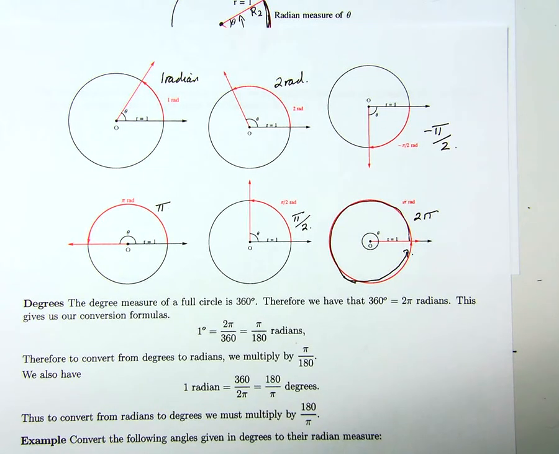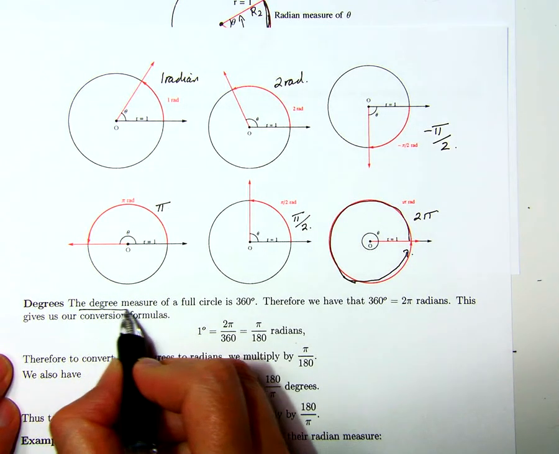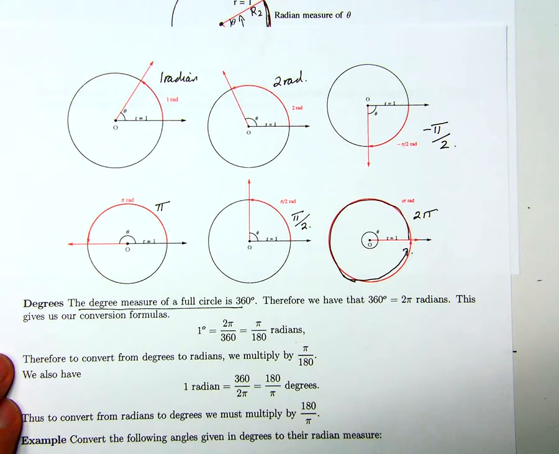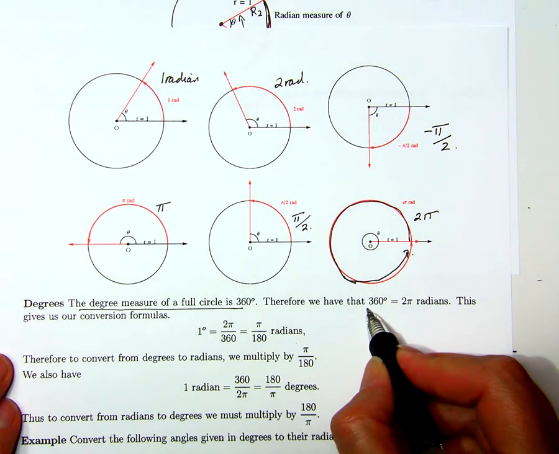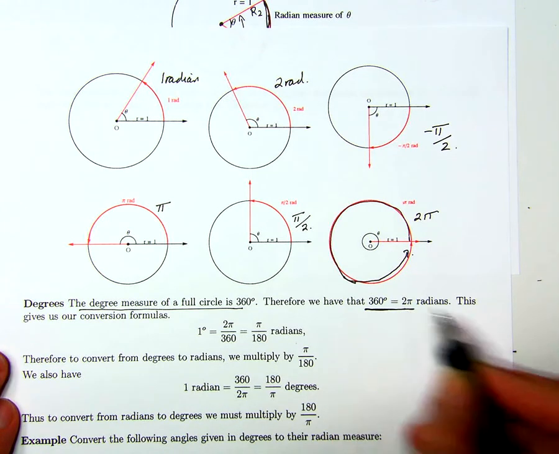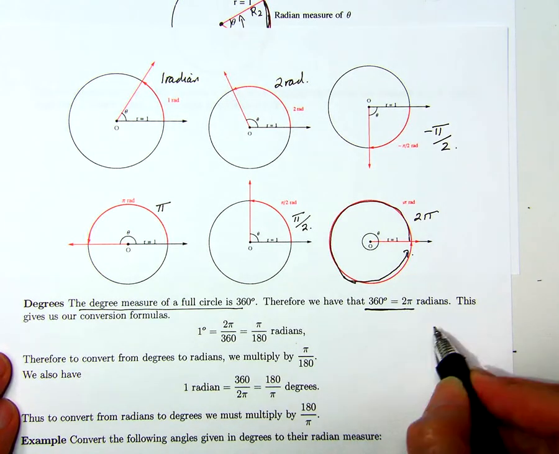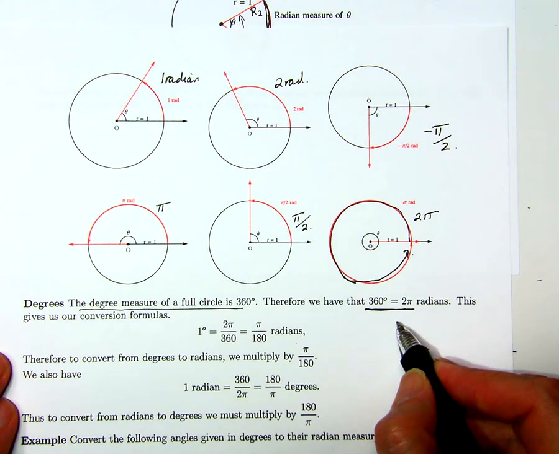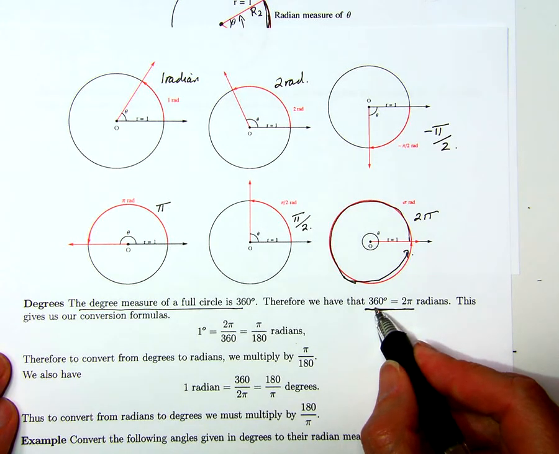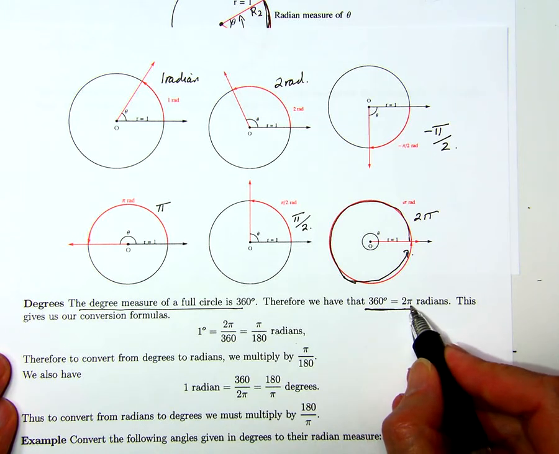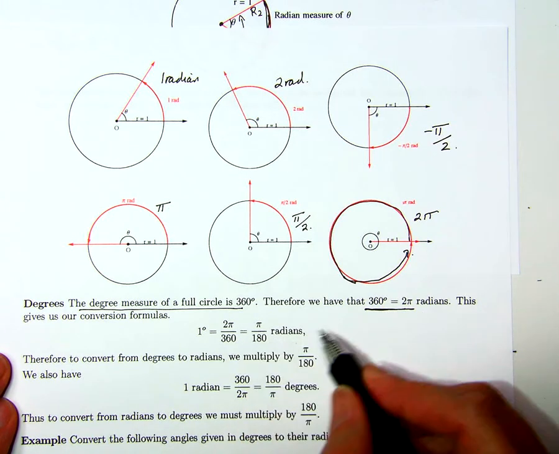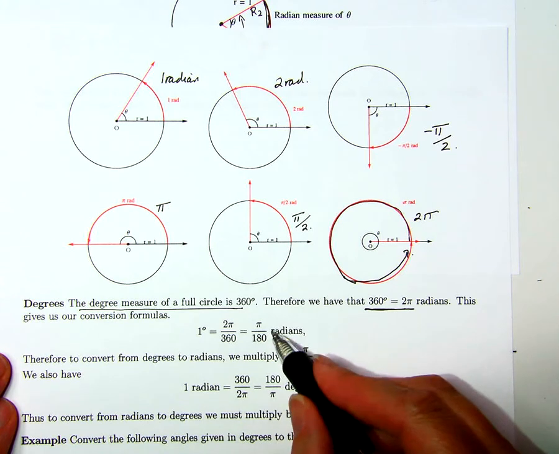The degree measure of a full circle, one full revolution, is 360 degrees. And so therefore, when we translate from degrees to radians, we have 360 degrees equals 2 pi. So that gives us two conversion formulas. It gives us 1 degree is the left-hand side divided by 360, and that's 2 pi over 360 radians. So that's pi over 180 radians.